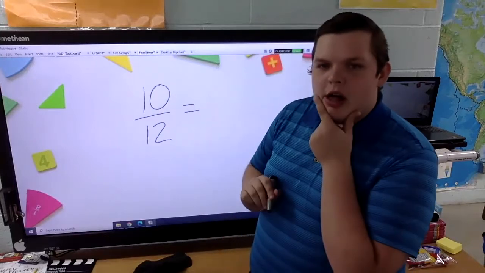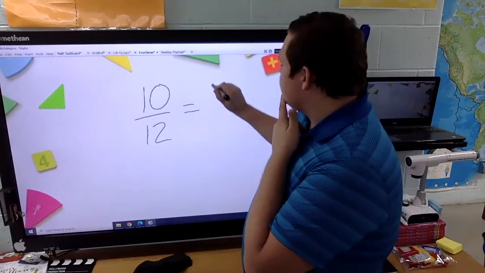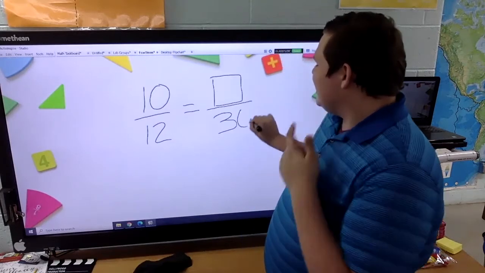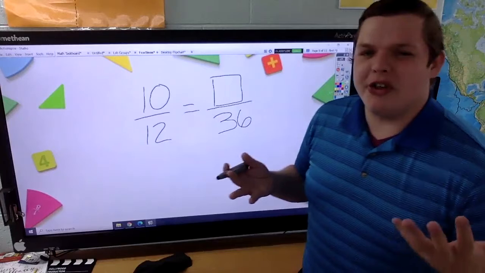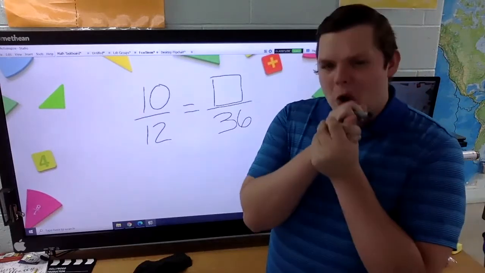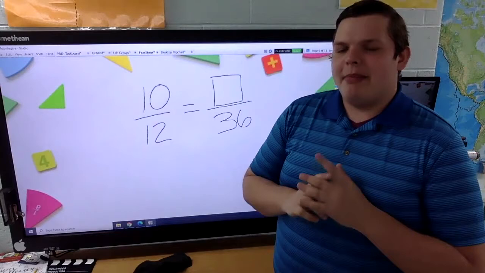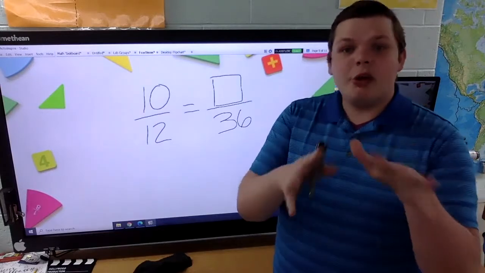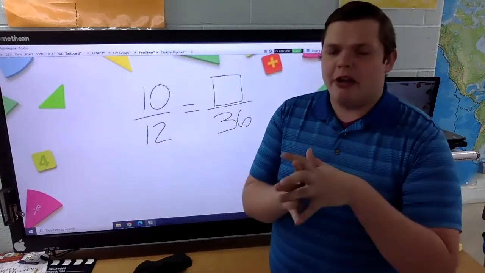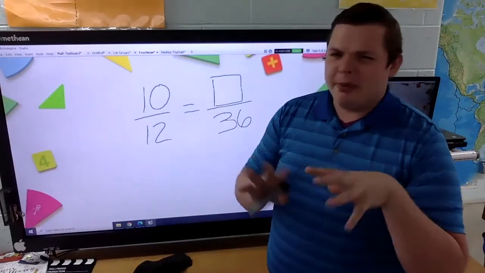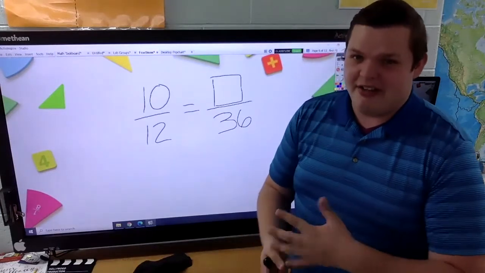Let's do 10/12 equals something over 36. This one's a little tougher. I might not know my multiplication or division facts for this. Don't be afraid to use a calculator, okay? Put a calculator on that symbol below. Please use it, okay? I don't want your multiplication facts to affect your fraction facts.